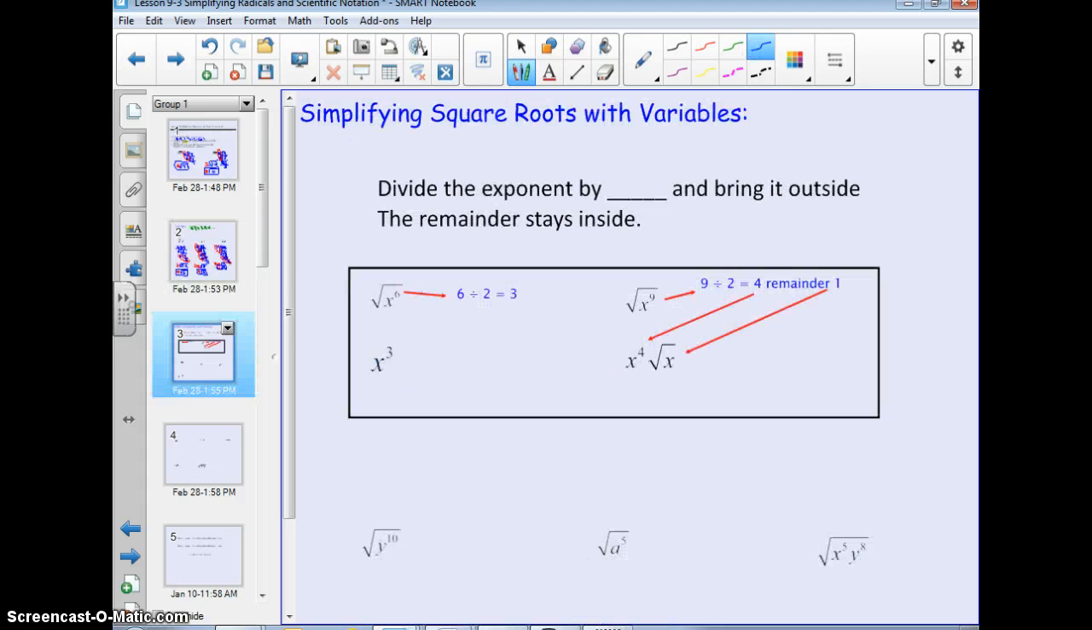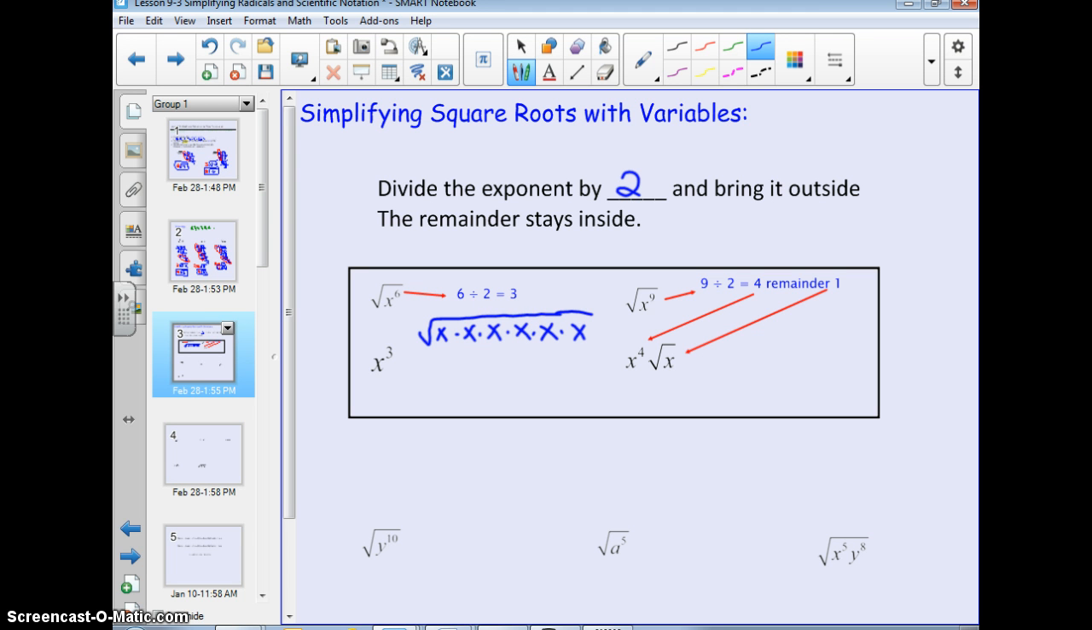Okay, the last rule we're going to talk about for simplifying square roots is when they have variables. So what you want to do is divide the exponent by 2. You're going to bring that outside, and then whatever the remainder is stays inside. So if we look at this first example, the square root of x to the 6th power, what this really means is that we have square root of x times x times x times x times x times x.